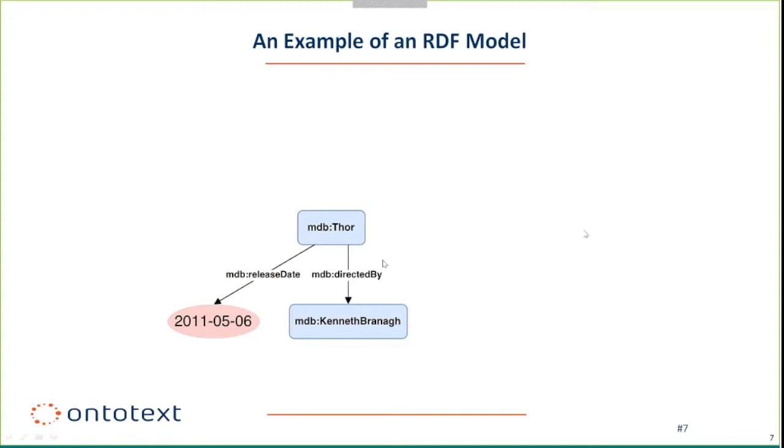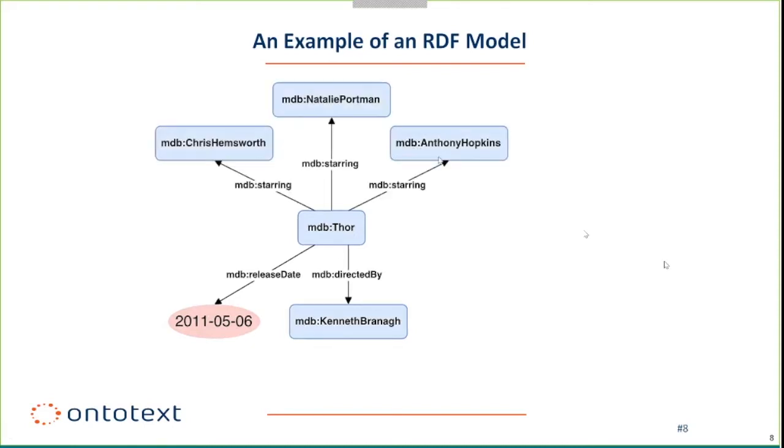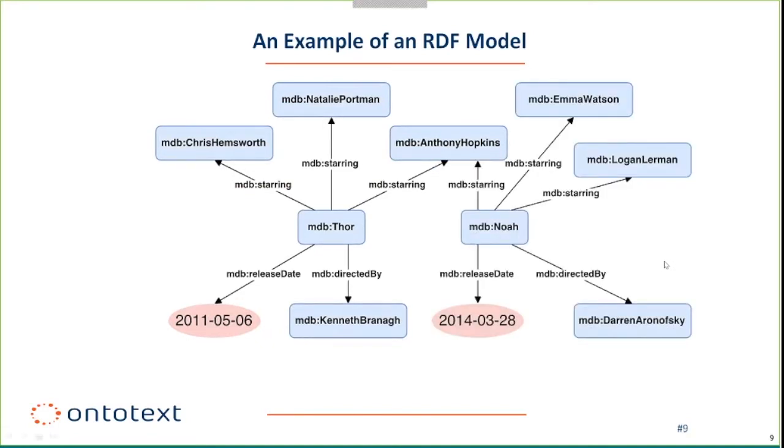Also in RDF, we distinguish between resources and literals. Literals are data types that don't have URI, but those would be, for example, a form of text or a date, as in this example here, or an integer that you might want to store. You can also freely add more information to your model. For example, we can decide to include some of the movie stars, and also we might want to add some information about another movie that also happens to star one of the same actors as well.